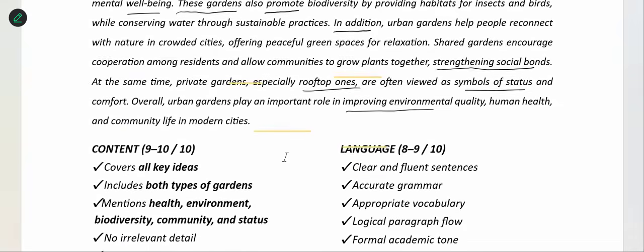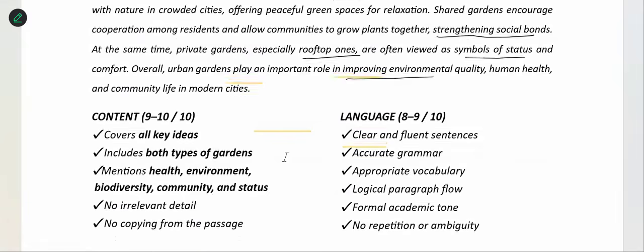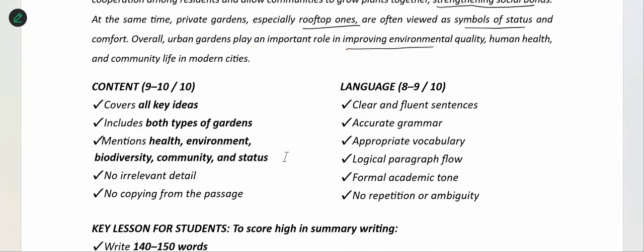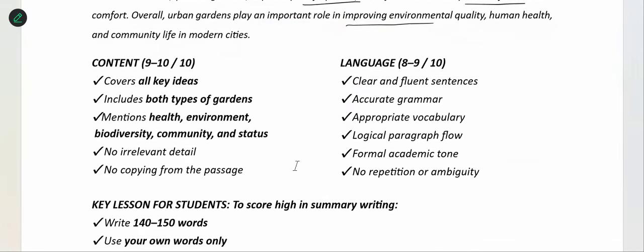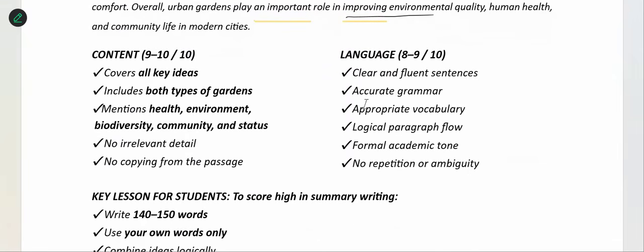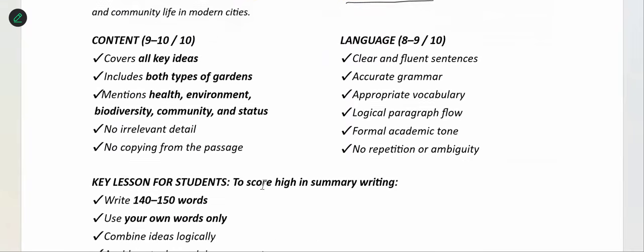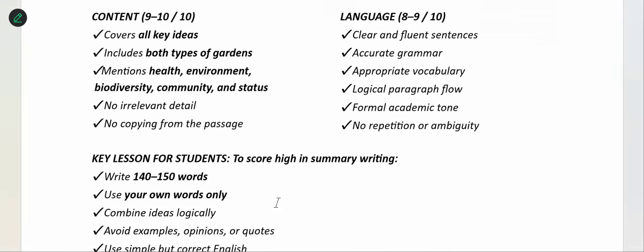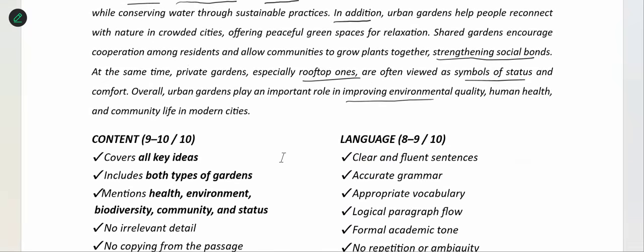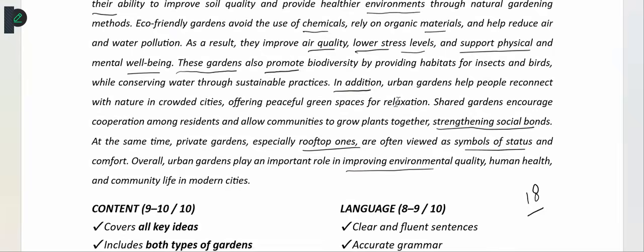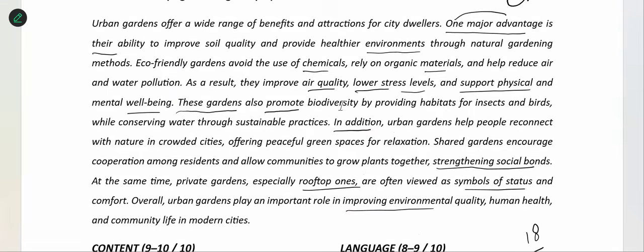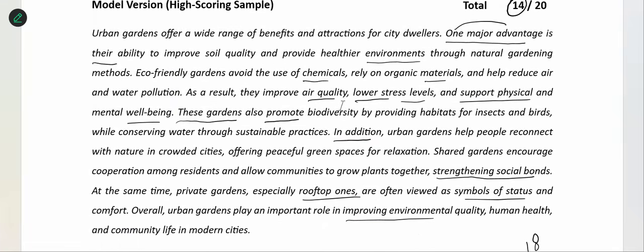So if I talk about this content, it is 9 out of 10. It covers all key points, includes both types of gardens, mentions health, environment, biodiversity, and language 8.9 out of 10. And key lessons for students, well, let me discuss this one first. So 9 to 10, almost it has got 18 marks. And let me tell you this one is created by one of the students of your class, and you can guess who wrote it.